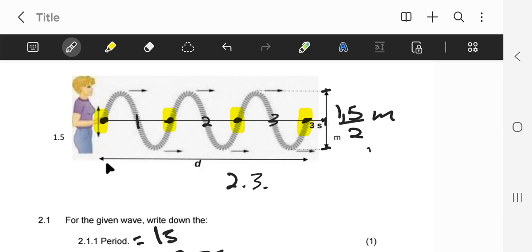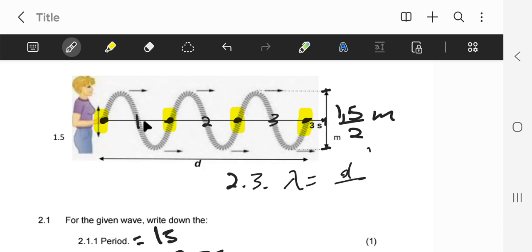So the distance we are going to take and divide it by the total number of wavelengths. That's when the wavelength is not given. We take that distance, and remember, we just found the distance on 2.2. It was 6. Let me just write that this is wavelength. Wavelength is equal to our distance divided by the number of wavelengths.